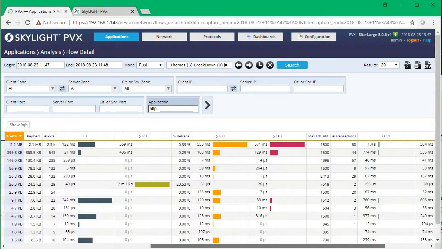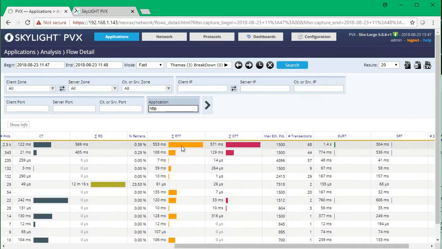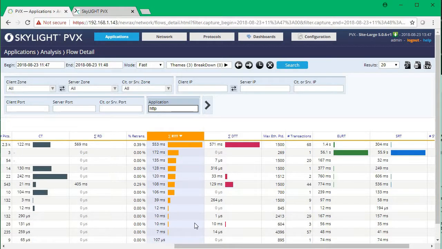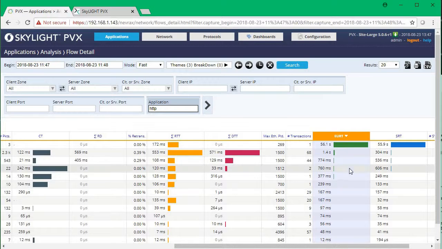We can sort on round trip time, and we can see in this case the longest round trip time 533, but let's go ahead and sort on that. And the next one 172, 135, so we can see our round trip time. We can sort on end user response time, and again we would like that to be pretty low. Here we get 56 seconds. That's pretty long when somebody's going to be complaining. Second and a half, again a little bit long for HTTP, and we can even drill in further, but that's a topic for a later discussion.